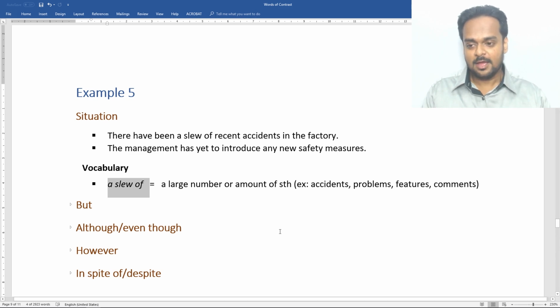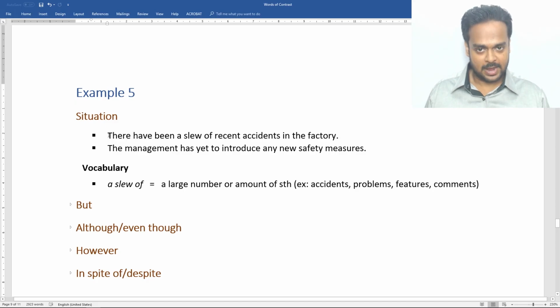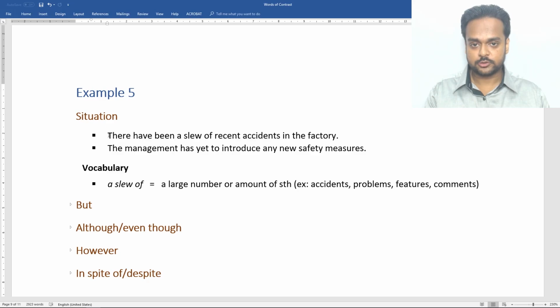Knock on wood. All right, so the contrast here is there have been a lot of accidents in the factory. Still, the management has yet to introduce, meaning the management has not yet introduced any new safety measures to protect the workers. All right, write out the sentences.